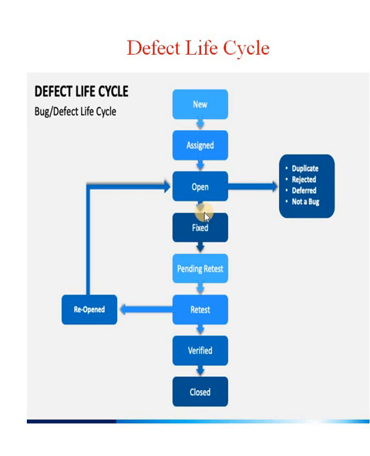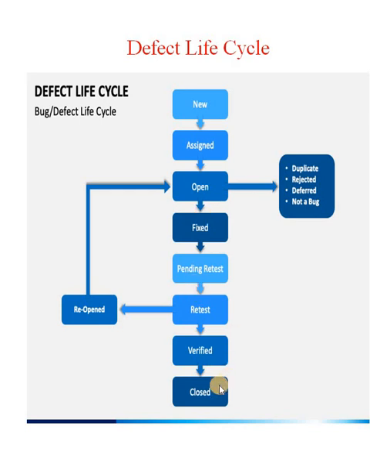So if the tester feels that this defect is fixed accurately, there is no issue in this defect, and it is as per the client's requirement, at that time the tester marks this defect as verified, because it will be successfully fixed. This is the meaning of the verified state.